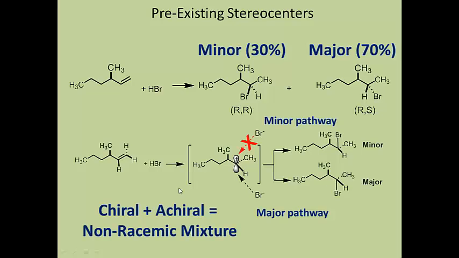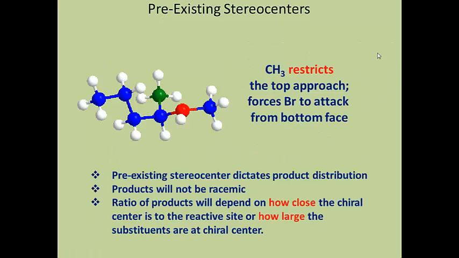Keep in mind, like we said before, something achiral plus achiral is racemic. If you mix a chiral reagent with an achiral reagent, you're going to get an unequal mixture of stereoisomers. So in this case, it was 30 to 70, right? Before it was 50-50.